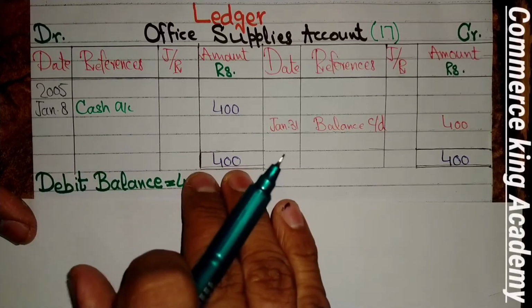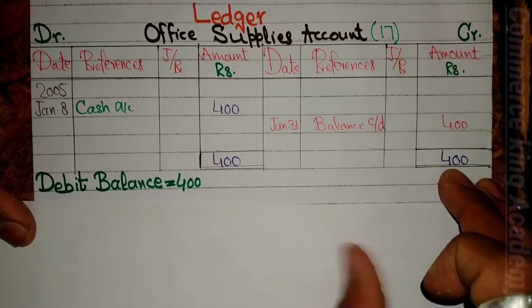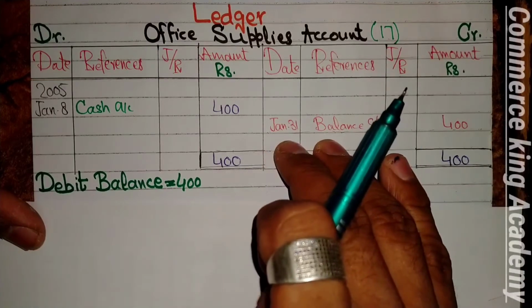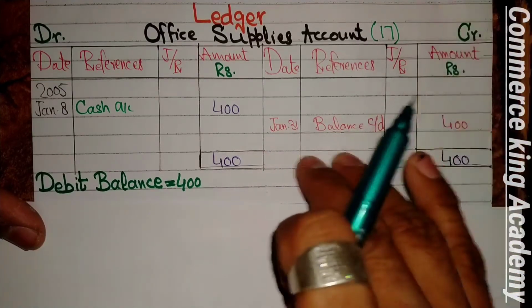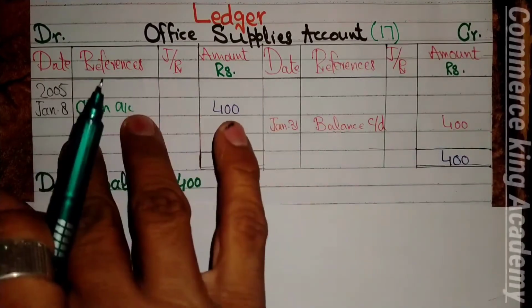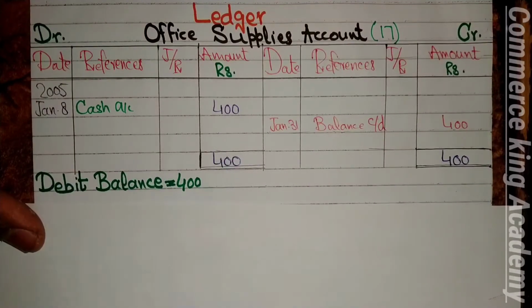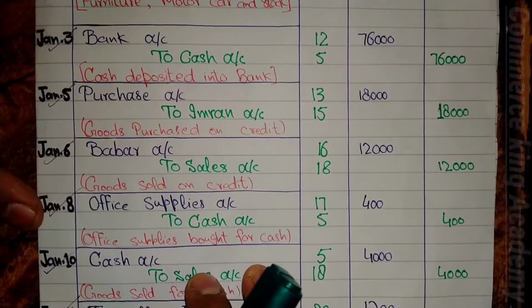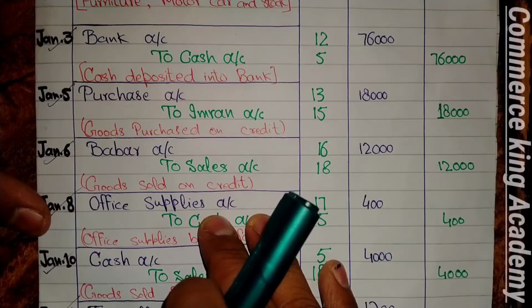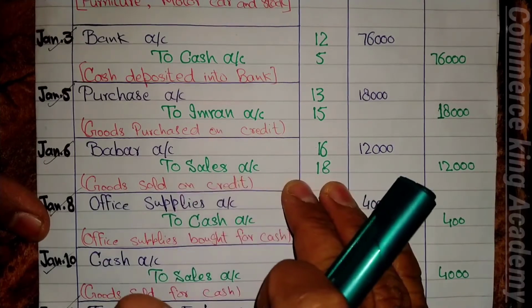This is the total of the debit side and this is the equal total of the credit side, and ultimately we have the difference of both sides on the right side, which is the credit side, balance carry forward 400 rupees. So the debit side is heavier than the credit side, so we ultimately have a debit balance of office supplies account. After completion of office supplies account, now we have our next account, which is sales account with ledger folio number 18.